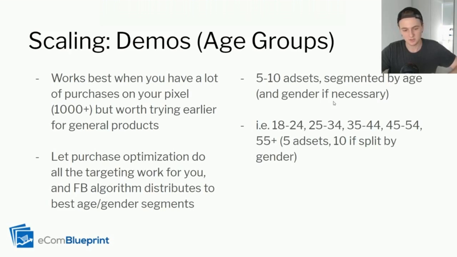So how you want to set this up is you want to have five or 10 ad sets. So 5 ad sets if you're just splitting up by age groups, and then 10 if you're splitting up by gender as well. For the one that I'm going to show you, I split up by age and gender. So I had 10 ad sets: 18 to 24, 25 to 34, 35 to 44, 45 to 54, 55 plus. And then you duplicate this by 2, because I had all of these for men only and then all these for women only.